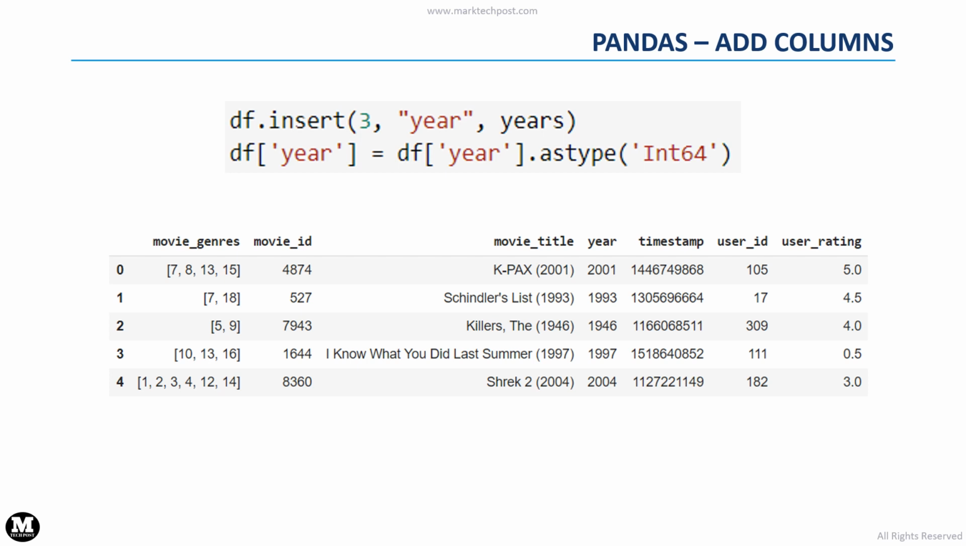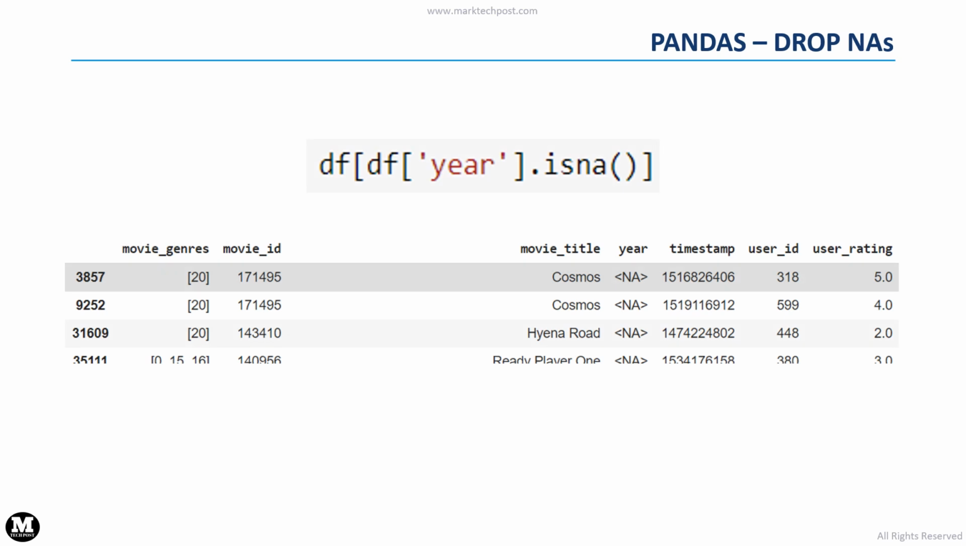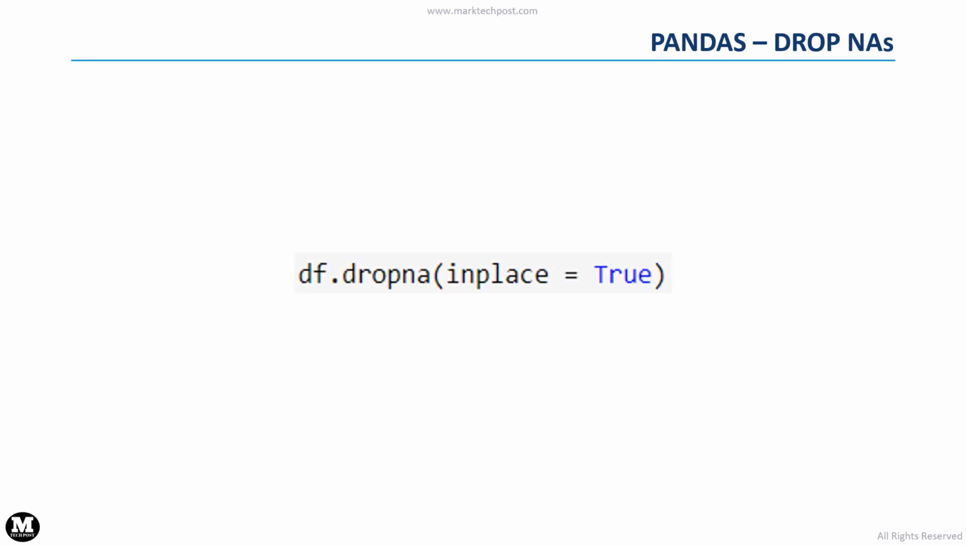Hence, we can insert the year column by specifying its column index, 3 in this case. We also cast the type of the column to integer. With the isNA method, we can check possible not available values within the year column. As expected, we find some entries with this problem. To solve this problem, we can just use the dropNA method. The in-place argument is used to update directly the data frame on which the method is called.